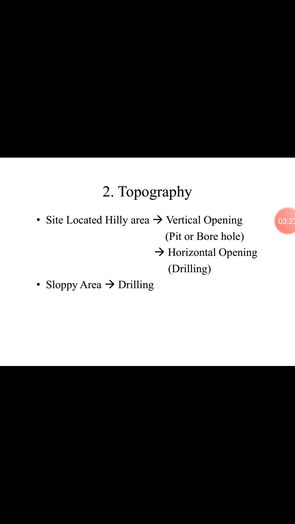Now second is the topography. So here second factor affecting is the topography. So a site located in a hilly area and a site located in a sloping area. So in a hilly area, vertical opening means pit or borehole. So in a pit or borehole, vertical drilling is done. And in a horizontal opening, horizontal drilling is compulsorily required to collect the sample. And in a sloping area, drilling is compulsorily required.